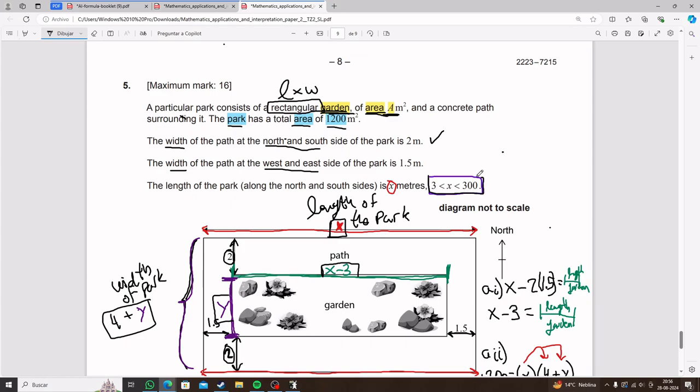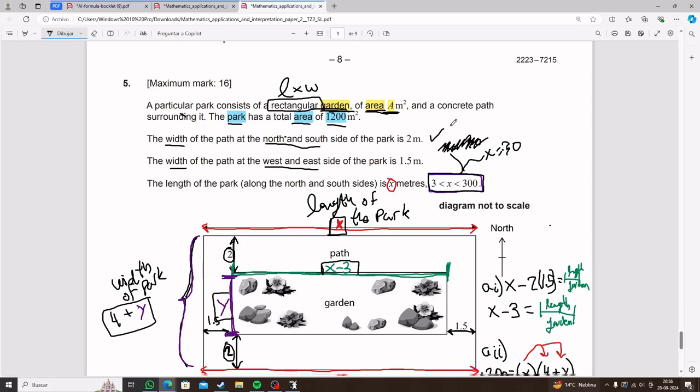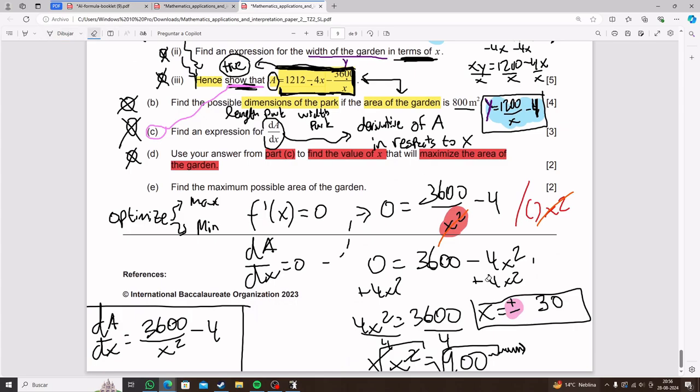ta-da! I told you it was going to be relevant. X has to be between 3 and 300. So between x being negative 30 and x being 30, clearly you end up with the choice of x being equal to 30. So here we can change the plus or minus to simply be x equaling 30. So that would be for part D.